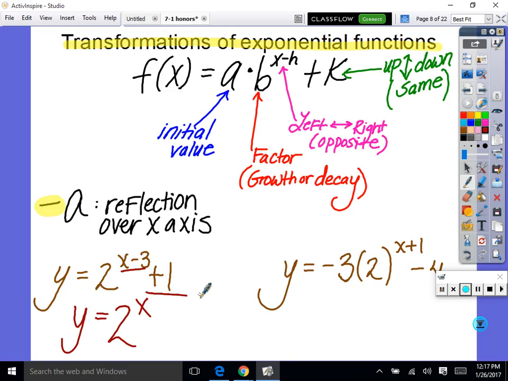Okay. So then this one, our parent function would be y is equal to 2 raised to the x still. It's a stretch of 3, reflection over the x-axis, left 1, down 4. So does everybody see how that's working? Okay.